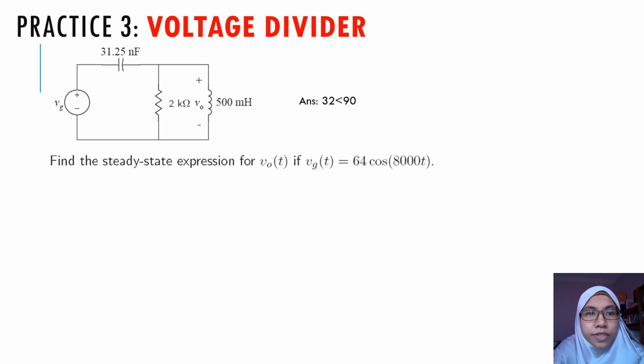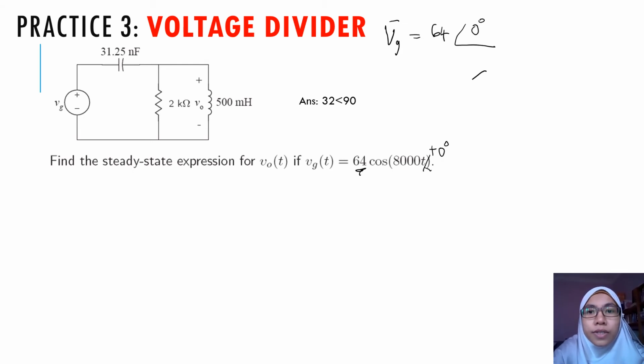In this practice 3, we need to find the input Vg. Vg should be in capital letter, and then 64 comes from the amplitude here, and the zero phase degree, which is from plus 0 degree. And then what is omega? Omega is 8,000 here, so 8k radian per second. And what is the impedance of C?